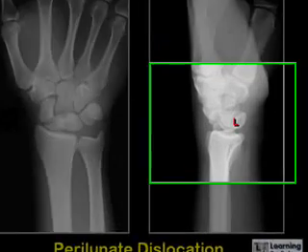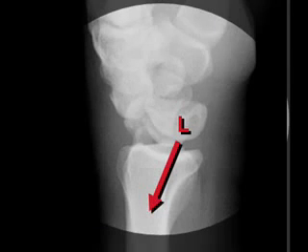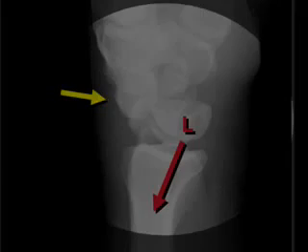This is an example of a perilunate dislocation. On the lateral view, we see that the lunate has maintained its normal relationship with the distal radius, but the remainder of the carpal bones are dislocated posteriorly relative to the lunate. The yellow arrow is pointing to the capitate, which normally should articulate with the lunate.